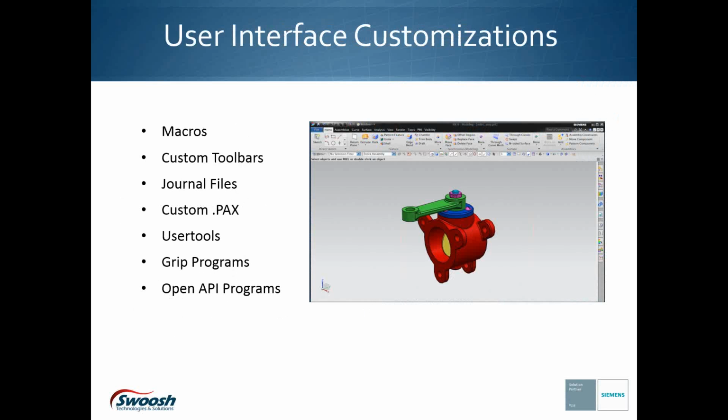First is the interface customizations. We can do macros, we can do custom toolbars, we can do journal files, which is similar to a macro, just you can dictate which language they're written in. You can write custom PAX files, which allows you to create C parts with custom templates built into them. I'll show you 2 examples of those. You can have GRIP programs, you can do user tools, and Open API programs.